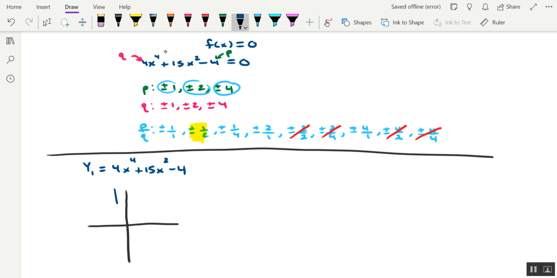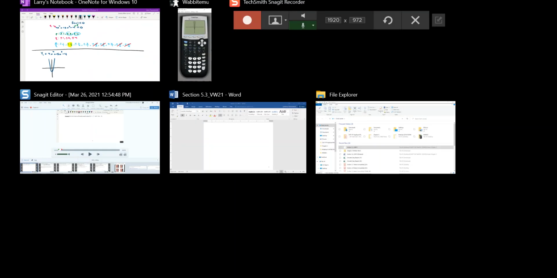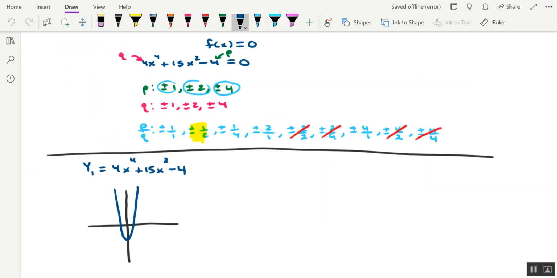So here's just a little chunk of the graph. It's something like this, I believe. Yeah. And I'm going to guess with positive 1/2 first. And by that I mean I'm going to do synthetic division with 1/2. And here you got to be careful. Our polynomial function is missing some powers of x.